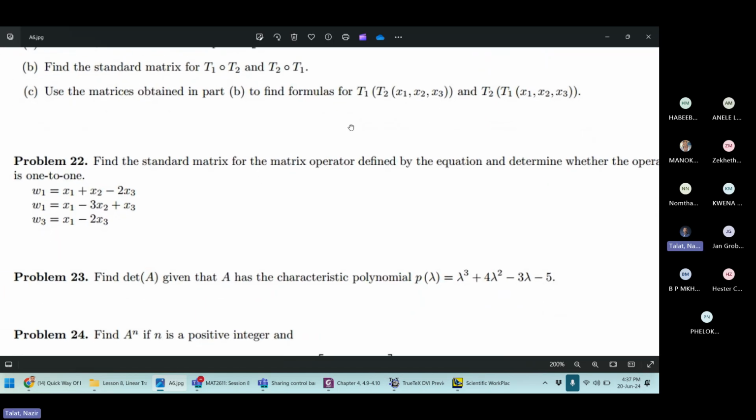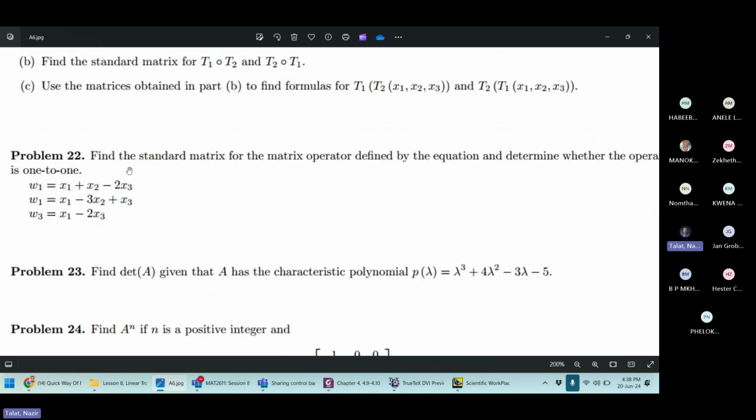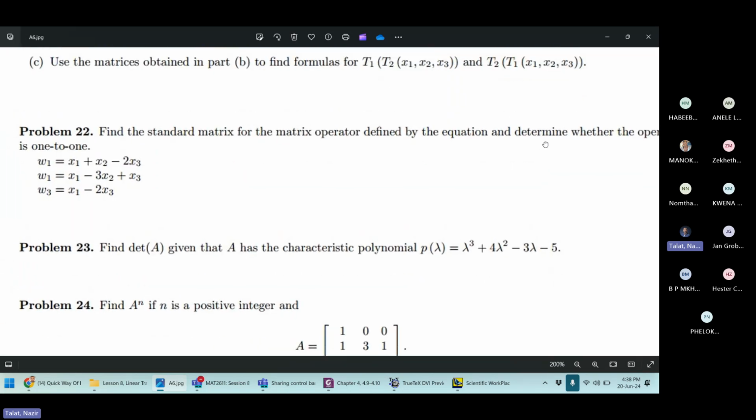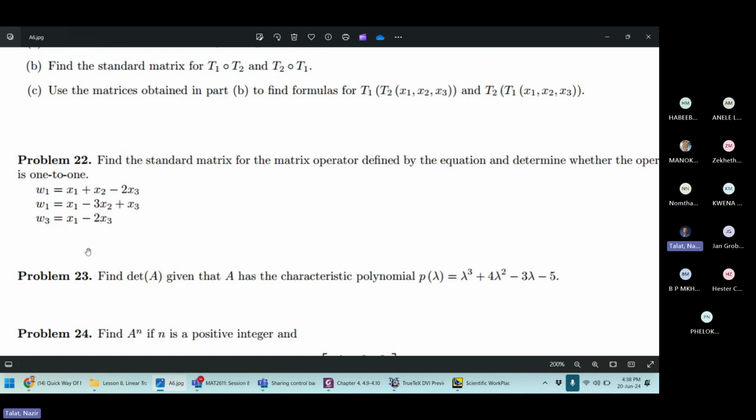And then the next problem is to find the standard matrix of the operator defined by this, and to check whether this operator is 1-1 or not. There are many ways to check this. We know that if we write its standard form like (1, 1, -2), (1, -3, 1), similarly (1, 0, -2), so that is the standard matrix. You call it the matrix T.